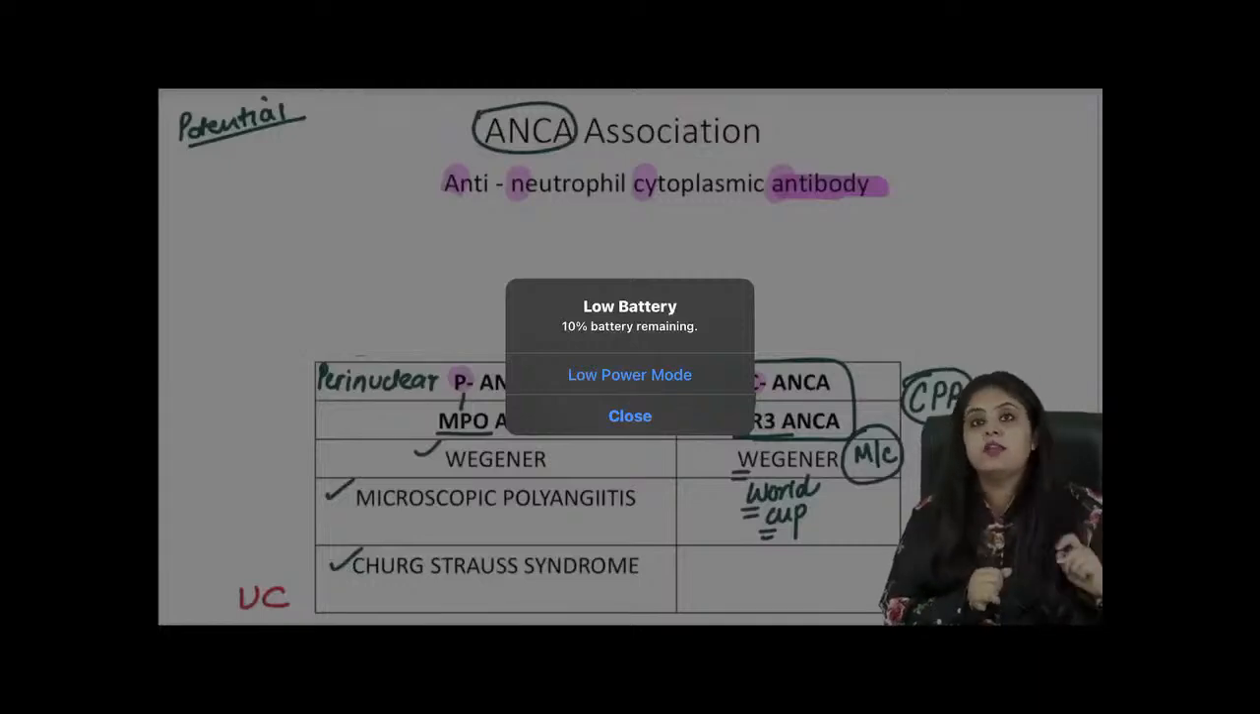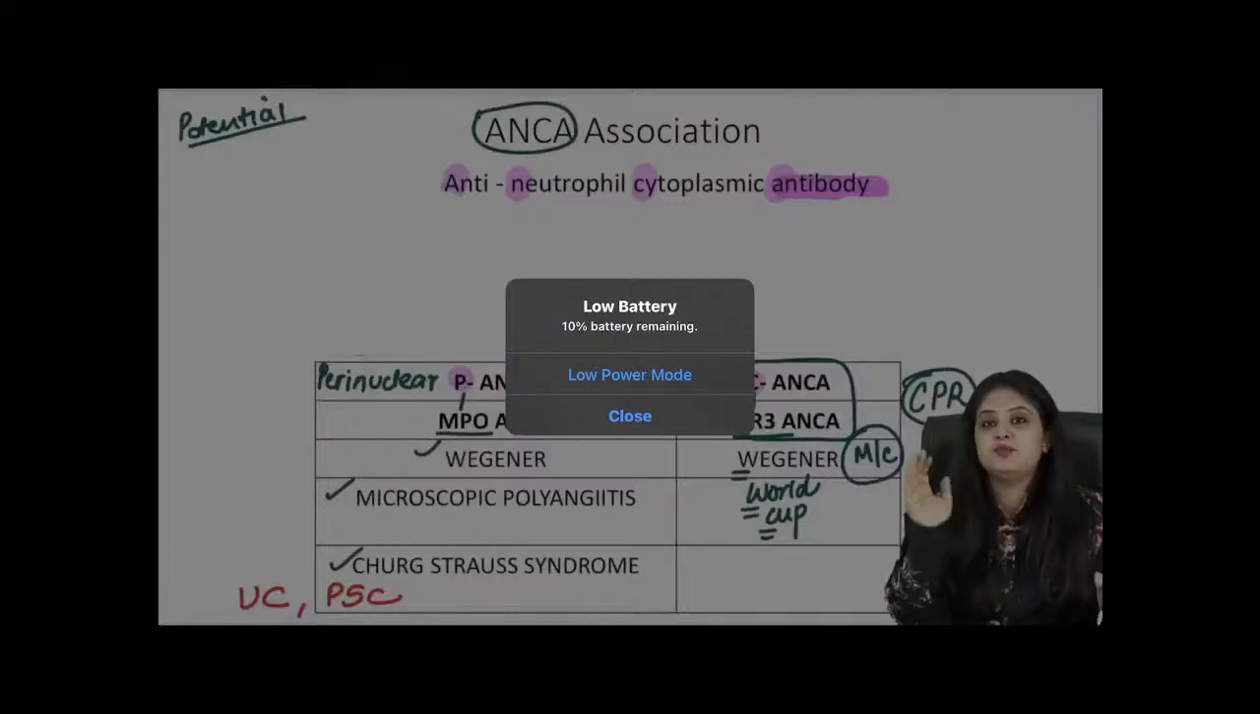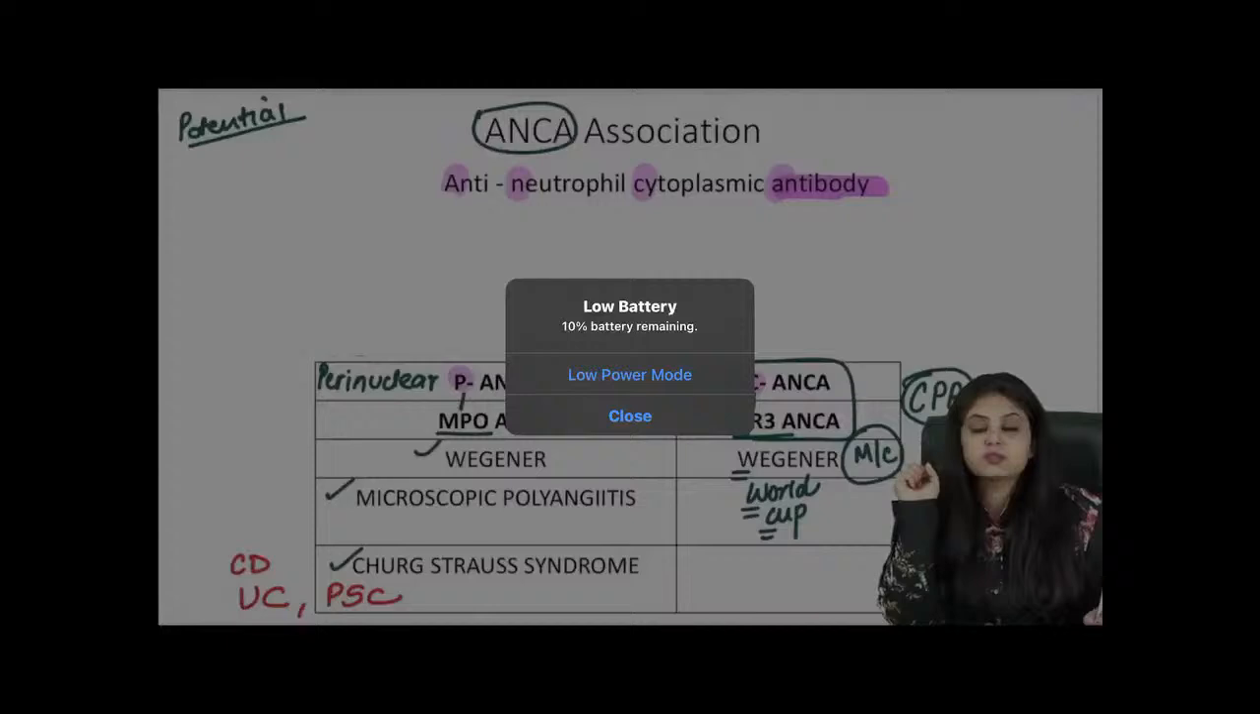that comes under it. We learn it as World Cup also. Many students learn it as World Cup or Wipro. So which one is World Cup, ma'am? In Wegener's it is C ANCA, CPR. That is all that you have in World Cup, CPR. Everything else goes under P ANCA. So Wegener's can show you both, but most commonly tends to show you C ANCA. But it can show you P ANCA too.